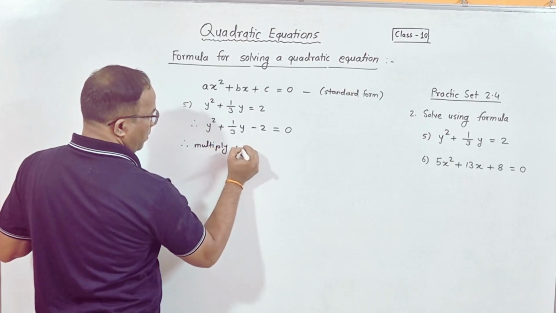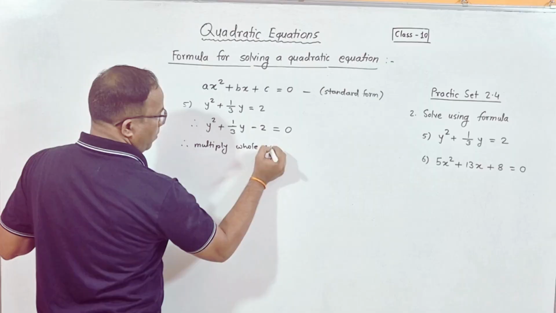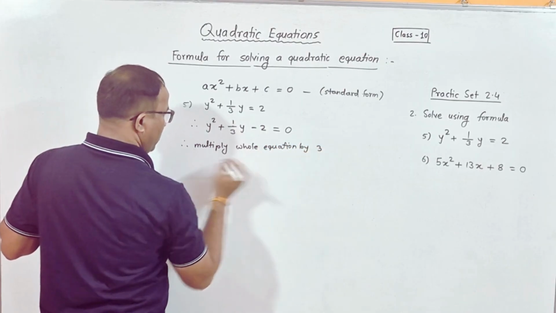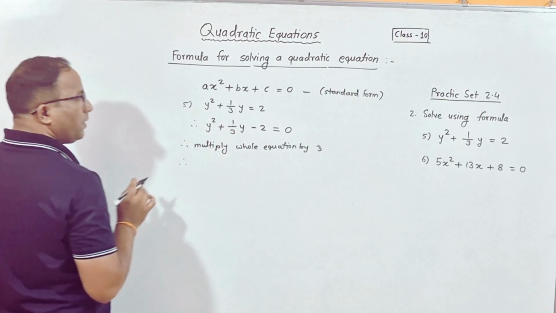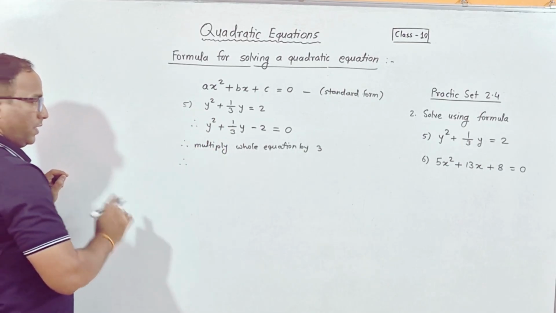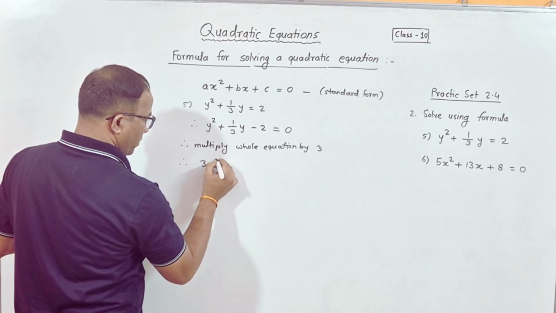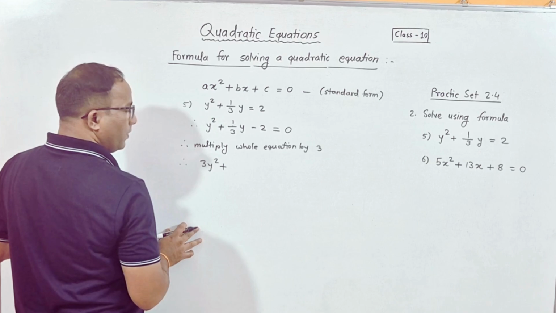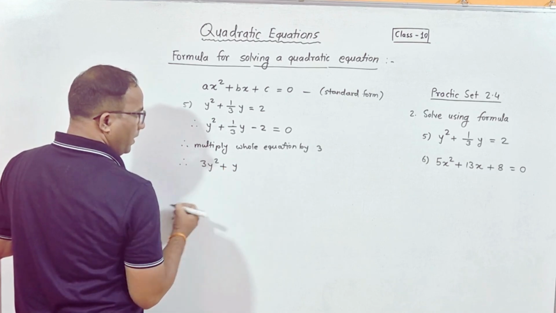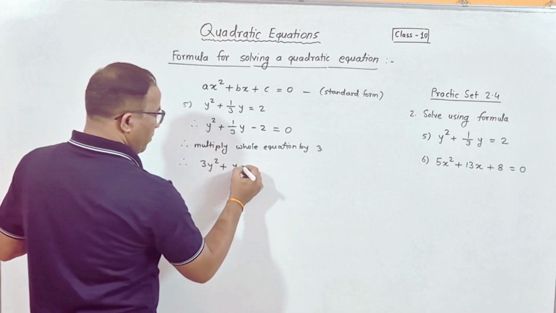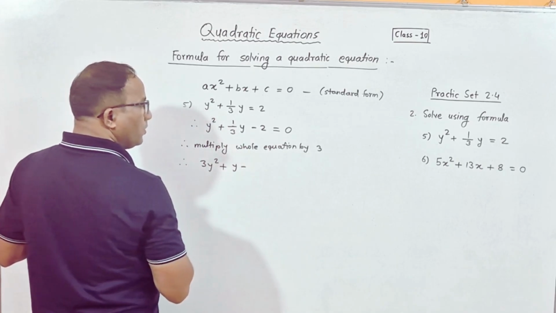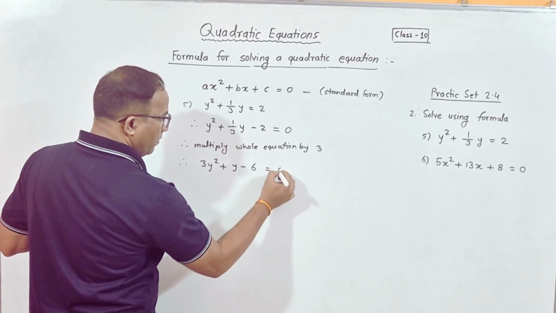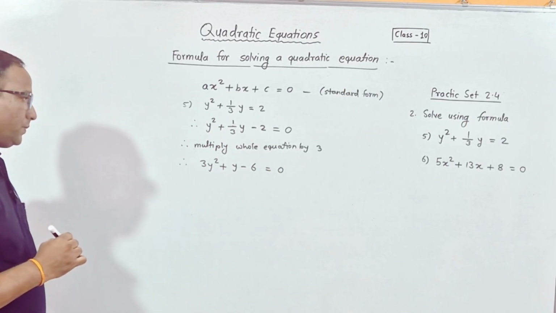Multiply the whole equation by 3. Then if we multiply y square with 3, we will get 3y square, plus when we multiply 1 upon 3 with 3, we will get only y, as 3 and 3 will get cancelled, and minus 2 into plus 3 will get minus 6, and 0 into 3 remains 0.